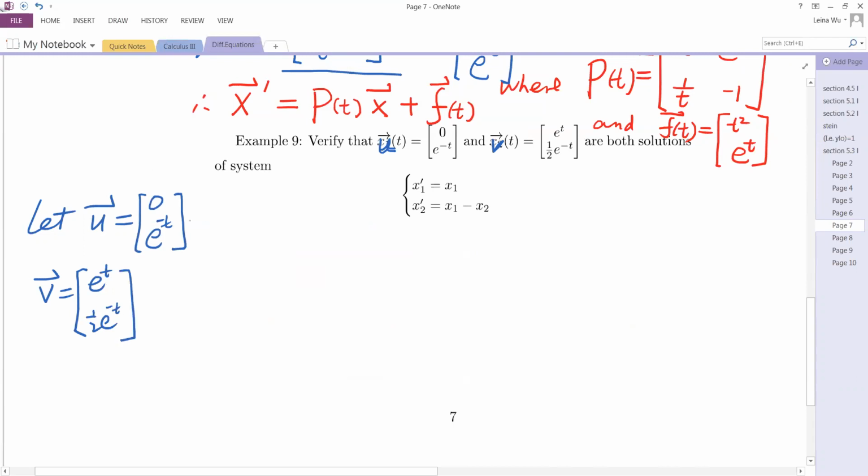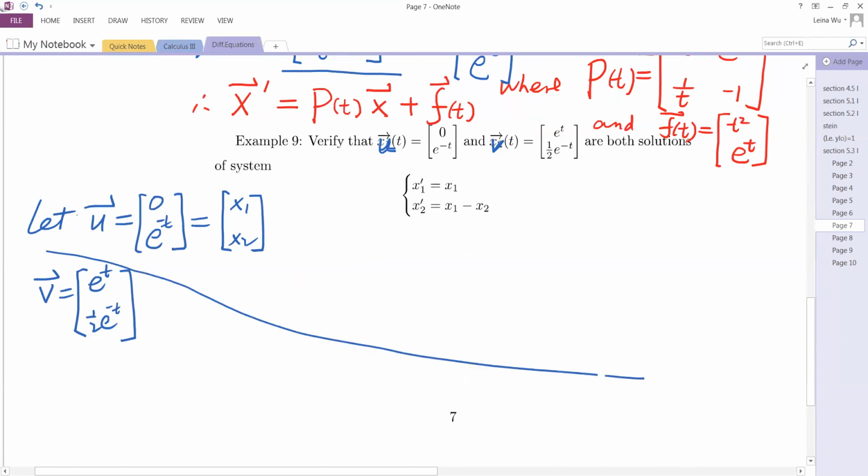When you write this, what does that tell you? What is the 0? x1. What's e to the negative t? x2. Good. Let's first look at the case for U. U has these two entries: 0 is x1, and e to the negative t is x2. So we just need to plug these x1, x2 into the system.